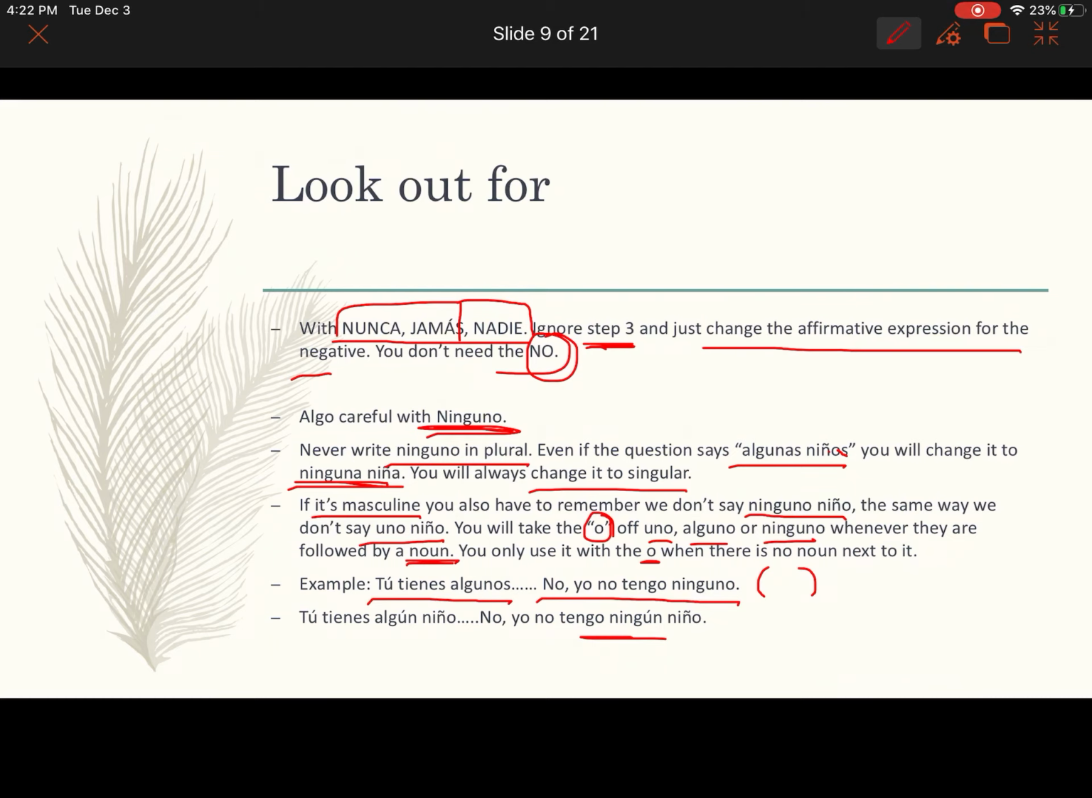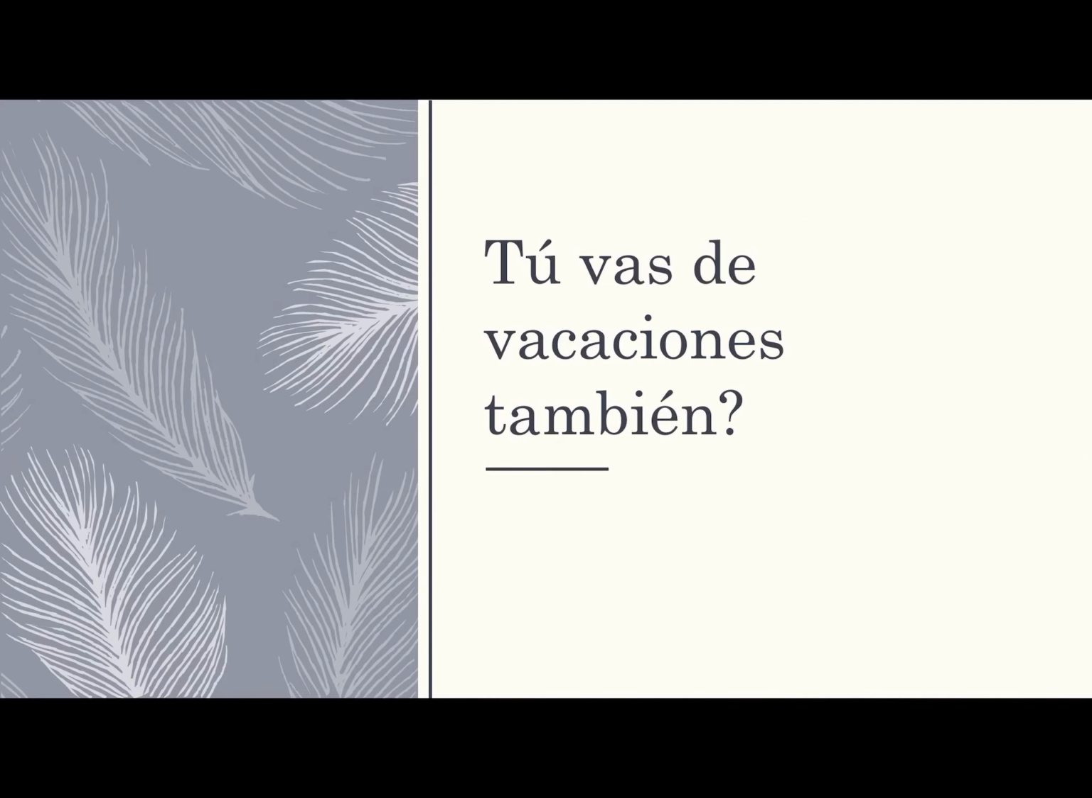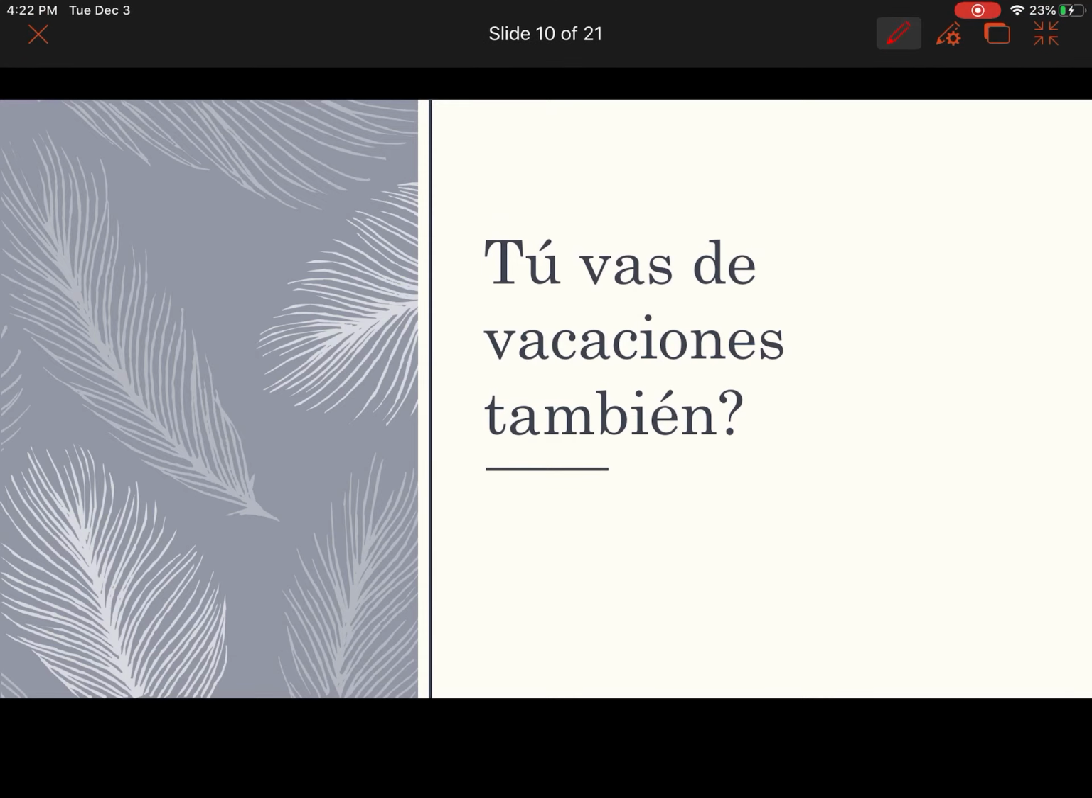So you will say, if the question was, ¿Tú tienes algún niño? You will say, no, yo no tengo ningún niño. You won't say ninguno. Whenever there's a noun, you have to take that o off. So just considering those things, we can try and do these. So let's follow all those instructions.